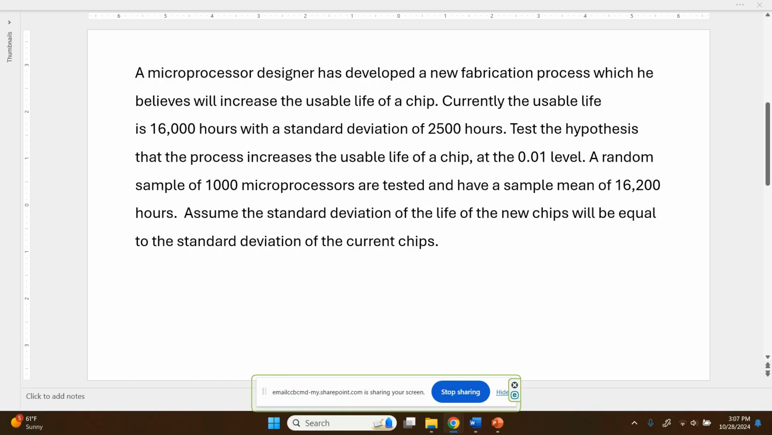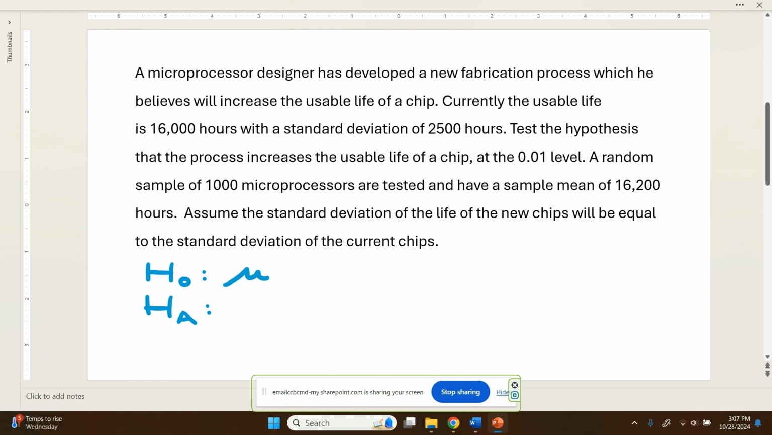Okay, there's a lot to digest here. As I read over this question, the feeling I got about it was that we're working with a quantitative variable, and that is the life of the chip. And I can see that with the unit of hours and things like that. So we're definitely testing a mean, and I see that we were only given one sample. So we're going to do a hypothesis test for one mean.